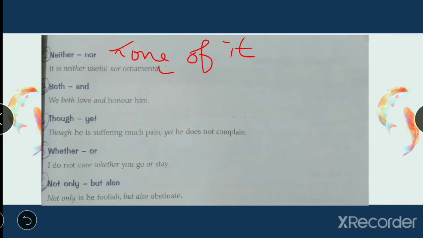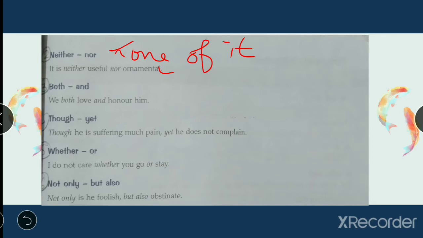So that is why we use neither nor. Okay, I hope neither nor is clear. See, either or, you're choosing one. Okay, you have to choose one. Neither nor, none of it is there. Clear? Both the options aren't done.